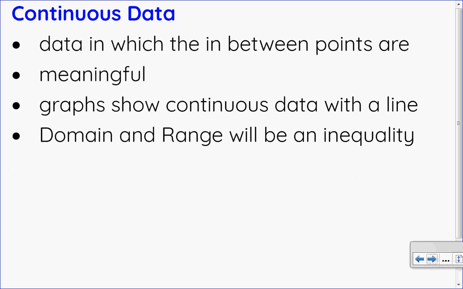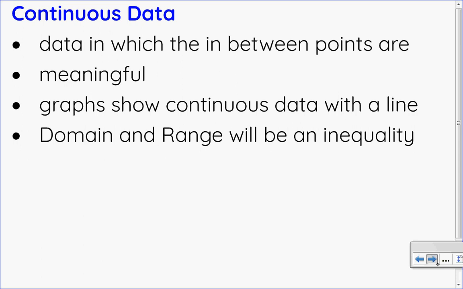Continuous data, however, is where the in-between points make sense. They're meaningful. Graphs show continuous data with a line. So domain and range will be an inequality. It will be a range of values. An example of continuous data would be, for example, money. I can have between $1 and $2. Or temperature, I could have between 20 degrees and 21 degrees. The in-between points make sense. That would be continuous data.